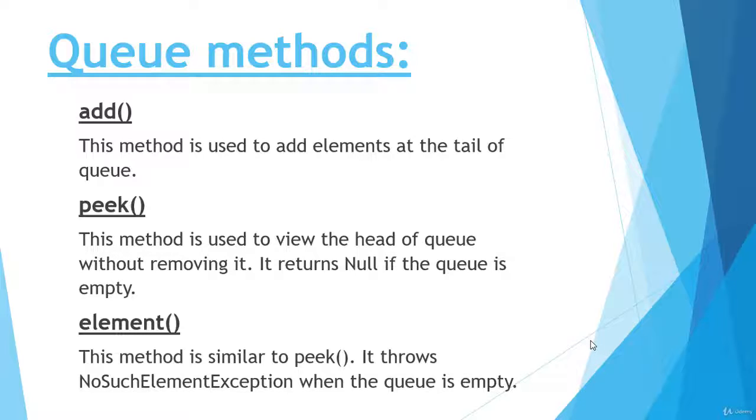Now if we want to know which element is present at the head of the queue, we will use the peek method that will return the element or value present at the head of the queue, but doesn't remove that value. And if the queue is empty, then we will get null because there is no element in the queue. Third is the element method. This method is similar to peek. It throws a no such element exception when the queue is empty. So this is just like the peek method, but the difference is that whenever the queue is empty, it gives us the no such element exception. But in peek, we get null. So this is the difference between the peek and the element method.